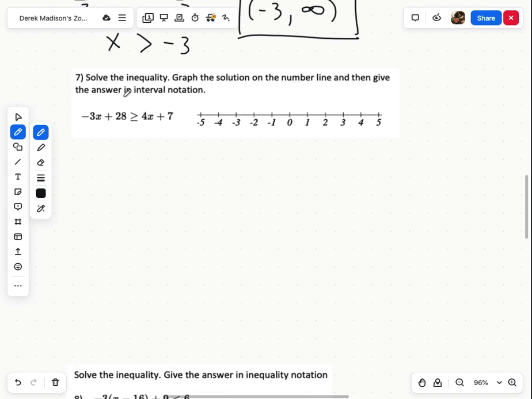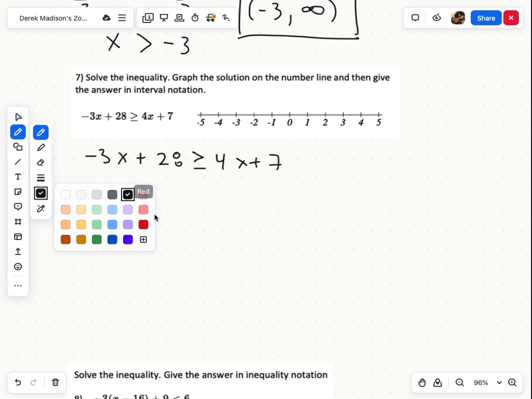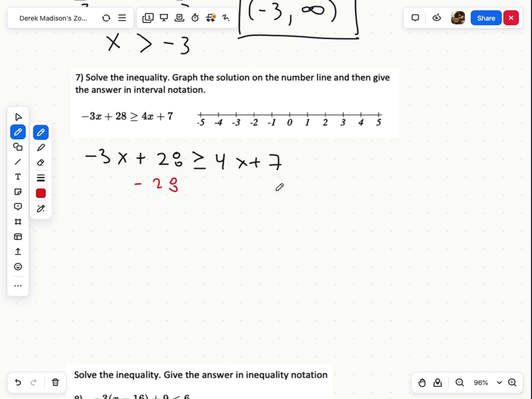So for number 7, same basic thing. Let me rewrite that down here just to make it a little bit easier to work on. So we want to get x's to one side and numbers to the other. We can do that in 1 step or in 2 steps. I'll go ahead and do it in 2 steps on this one. So arbitrarily I'm picking the numbers to work on first, and then since I'm bringing my numbers to the left, I'm going to end up bringing my terms of variables to the right.